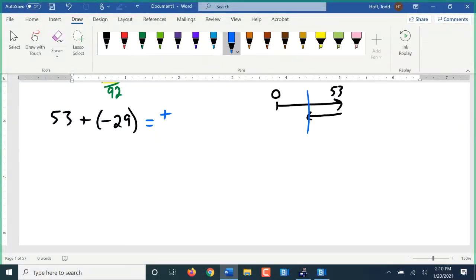Do I add the absolute values or subtract them? Vectors go in the same direction or different? They go different directions, good. Since they go different directions, we have to subtract the absolute values. 53 minus 29, which is 24. So this is a positive 24.